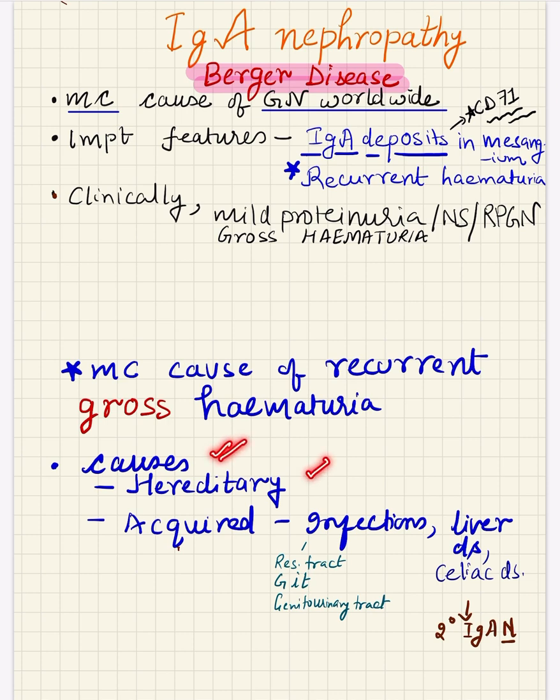The causes of IgA nephropathy can be hereditary or acquired. In acquired causes there can be various infections, infections of the respiratory tract, GI tract, and the genitourinary tract due to various viruses and bacteria. These IgA, especially the polymeric forms, are degraded by the liver. So in case of liver disease there can be secondary IgA nephropathy. Also in celiac disease, due to certain autoimmune mechanisms, there is a prevalence of IgA nephropathy. So you have to remember these important causes.